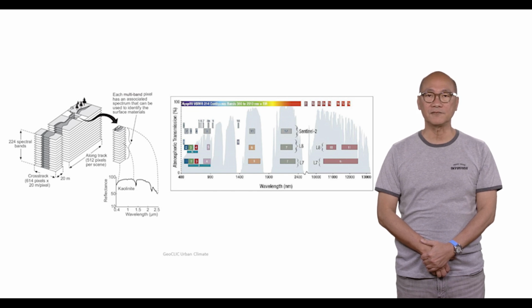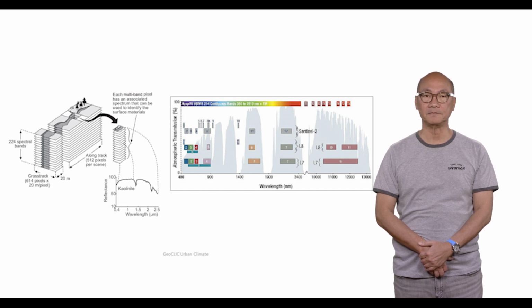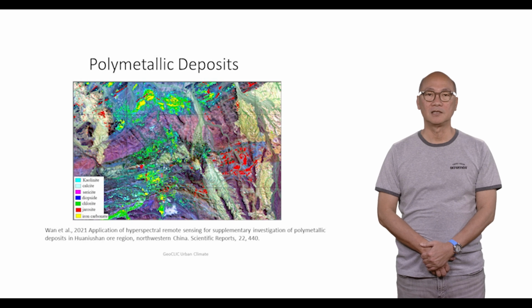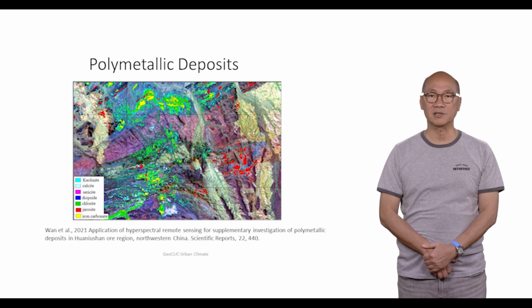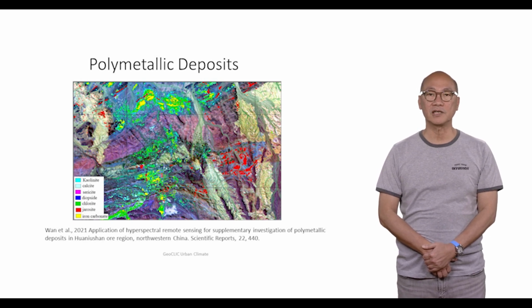In the next few slides, we will take a brief look at the application of hyperspectral imagery. This is an example of mineral exploration. It shows an application of hyperspectral imagery for mapping polymetallic deposits in northwestern China. The mapped minerals include 7 specific classes.